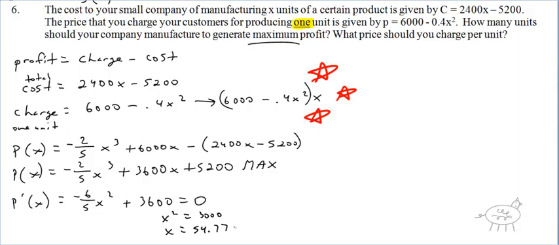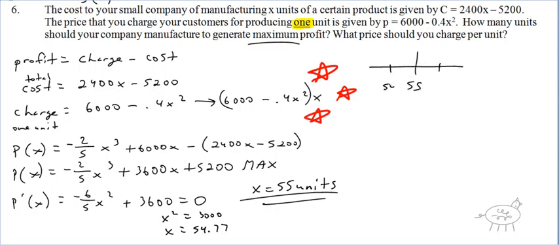Okay, you can't make 54.77 units. Got to think logically a little bit. If you're talking about distance, that's fine. But if you're talking about units, you can't produce that, so we're going to round to 55 units. Okay, let's do our interval testing here. Kind of go back on top here. 55, 54, and 56. And this is going to be positive and negative, so that's going to be a max. Sweet, sweet, sweet.